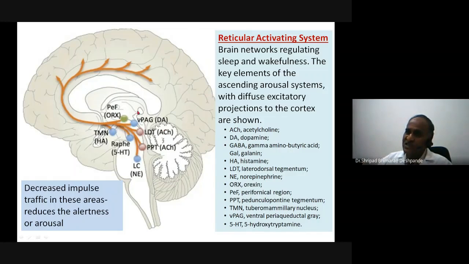So these are all the areas; they are activated and give projections to the entire cortex, and definitely those projections go via the thalamus, and they will spread around the entire cortical mantle and keep this state activated. So the key elements of the ascending arousal system are diffuse excitatory projections to the cortex, as shown here. Now one point is that decreased impulse traffic going on here reduces alertness or arousal. That means the alertness or arousal response in our body is because of the active participation of these areas to keep us awake or alert.